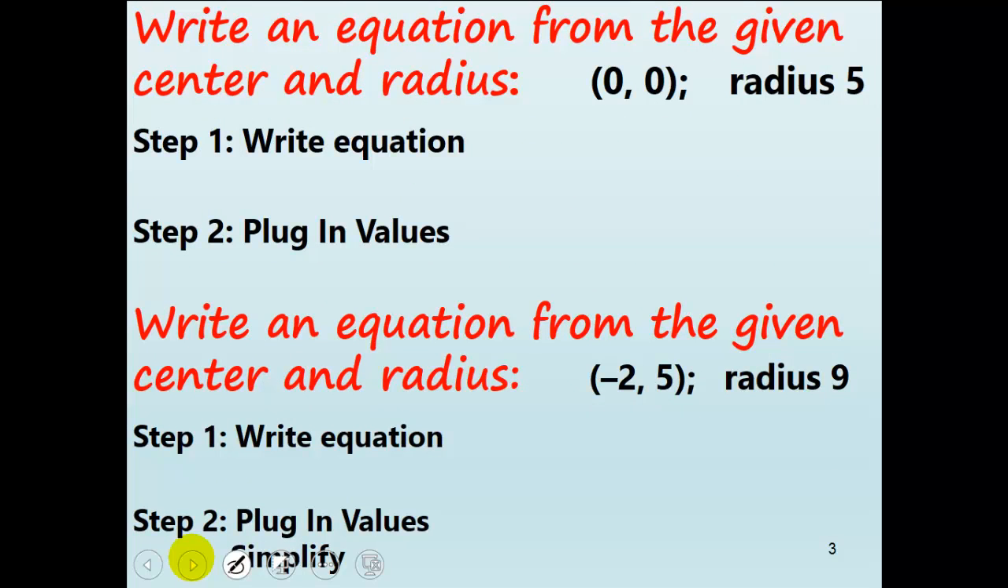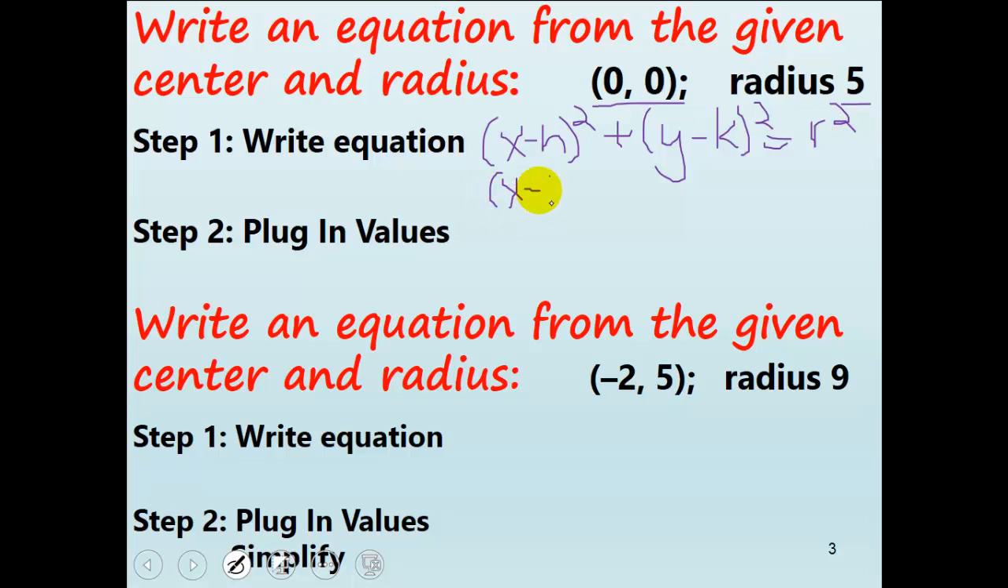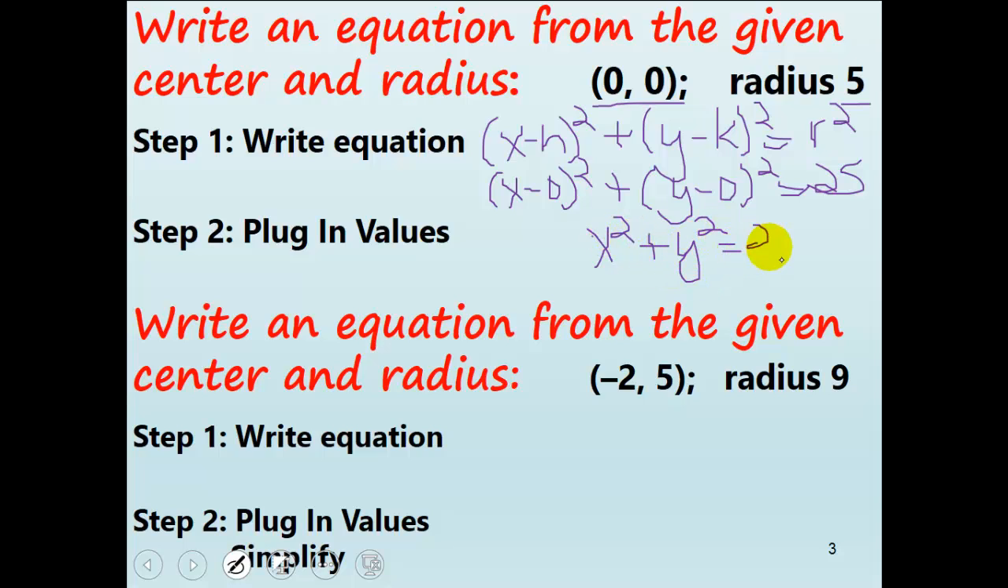All right, so to write an equation from the given center and radius, notice that we're at 0, 0, and the radius is 5. So you could go straight into x squared plus y squared. I'm going to show you why it works this way. So I'm going to plug into x minus h squared plus y minus k squared is equal to r squared. I'm plugging in a 0 for h, so I get x minus 0 squared plus y minus 0 squared is equal to 25. So then I get x squared plus y squared equals 25.